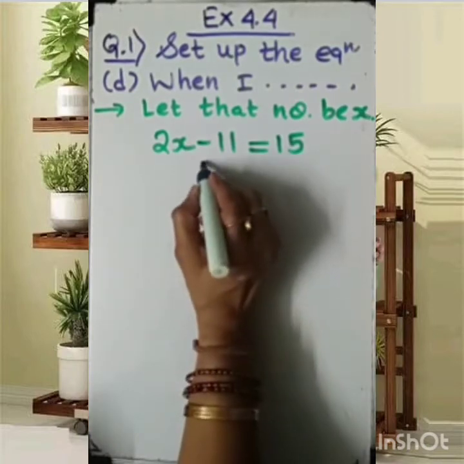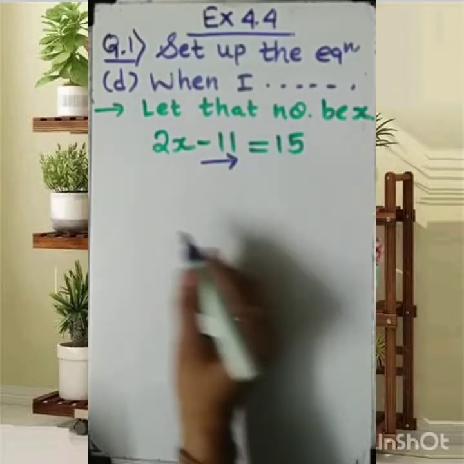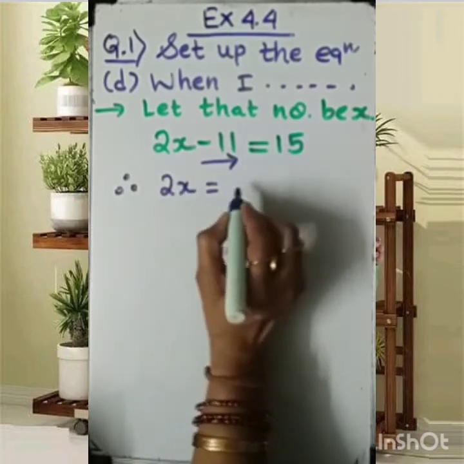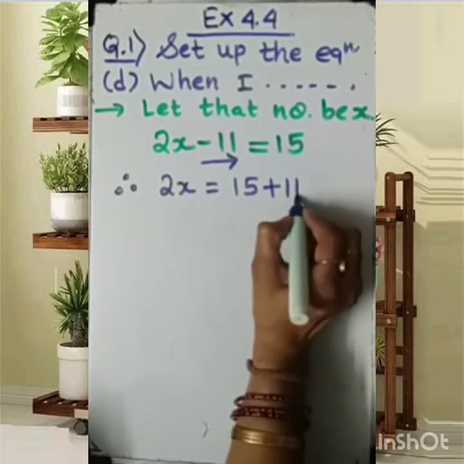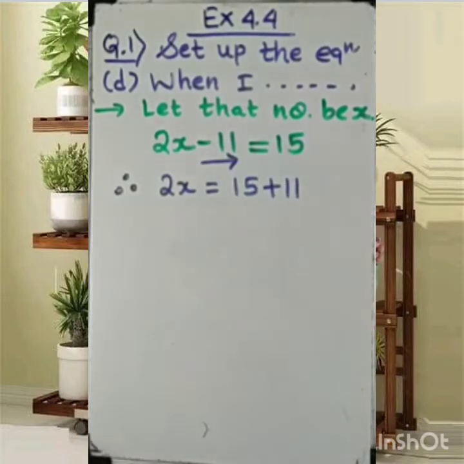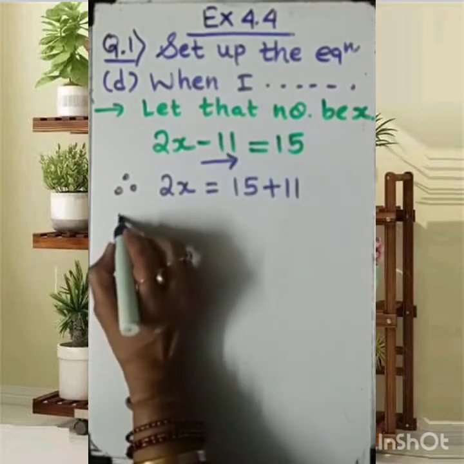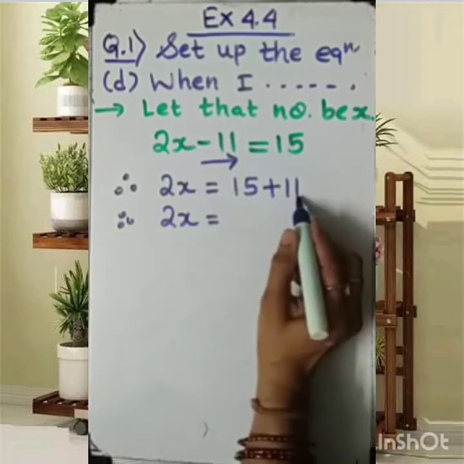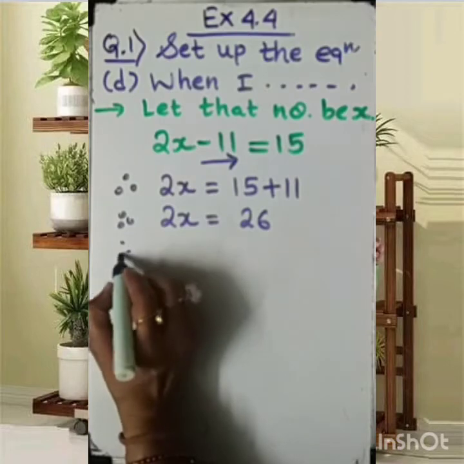Now we need to shift this minus 11 to the right side, so it will become plus 11. So my dear student, 2x equals, this minus 11 will go to that side, that is plus 11. Therefore, 2x equals 15 plus 11, that is 26. The sum of 15 plus 11 is 26. Agree?